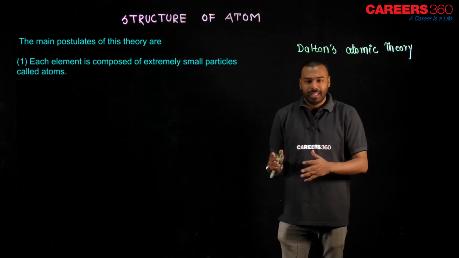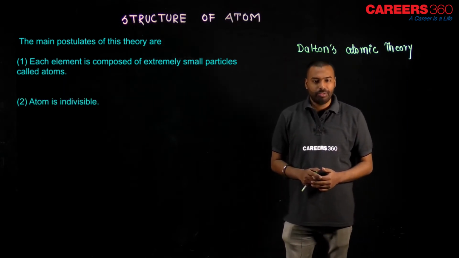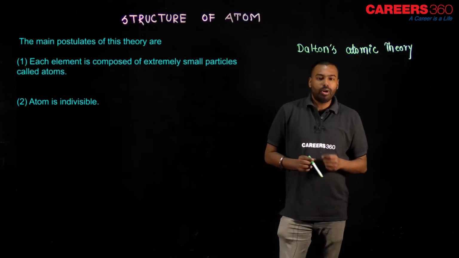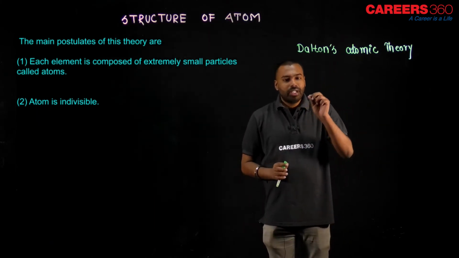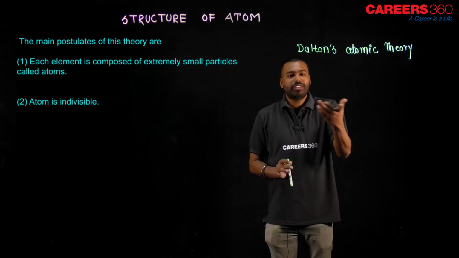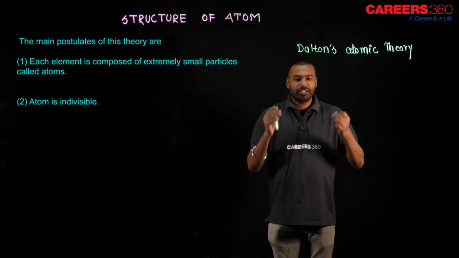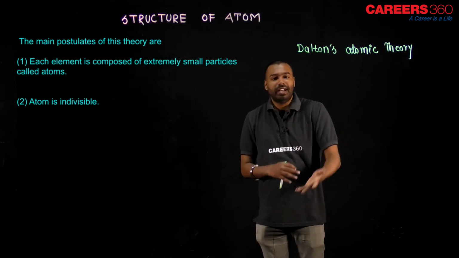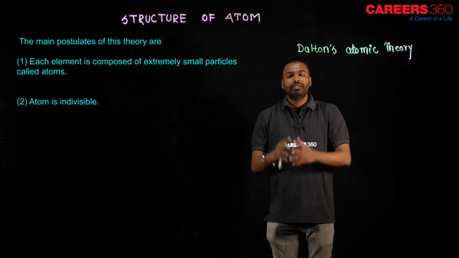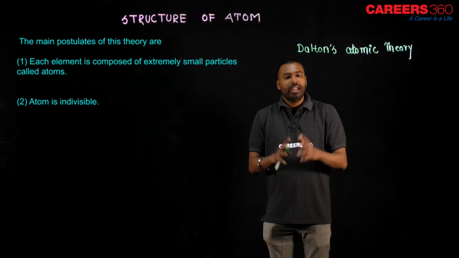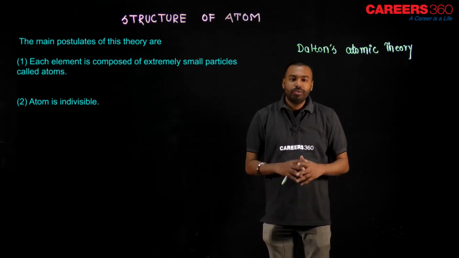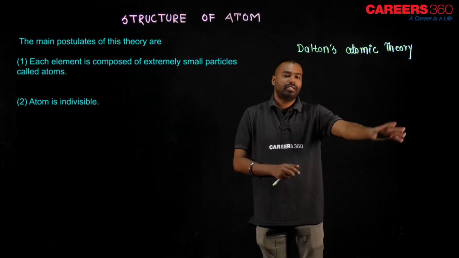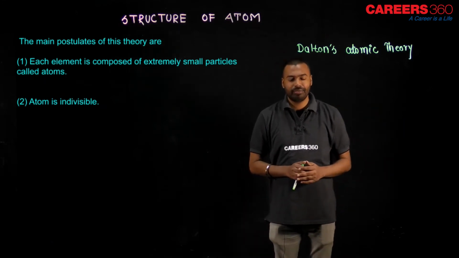Let us see the second postulate of Dalton's atomic theory. Atom is indivisible. What Dalton said is that we cannot divide the smallest particle. If any particle is the smallest particle of the universe, it means smaller than that is not possible. So the atom is indivisible; we cannot divide the atom into so many parts, because the atom is the last, the smallest particle.